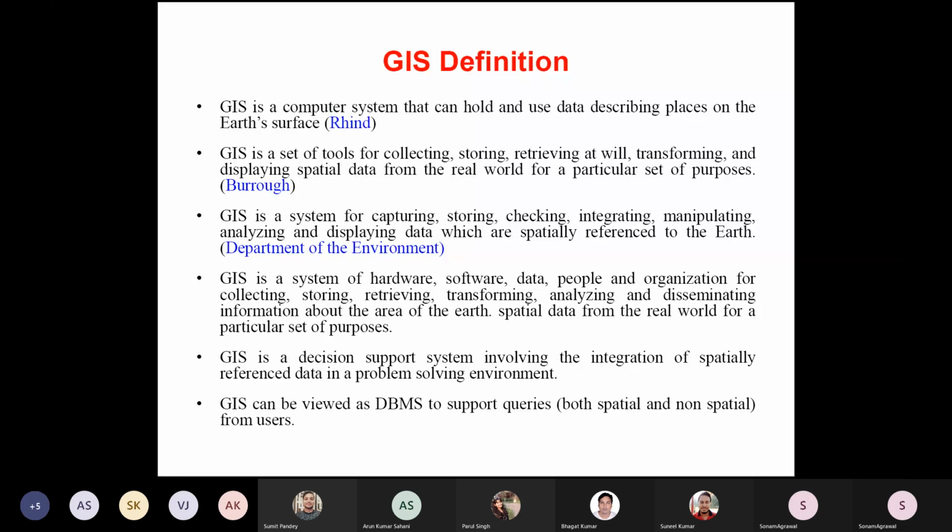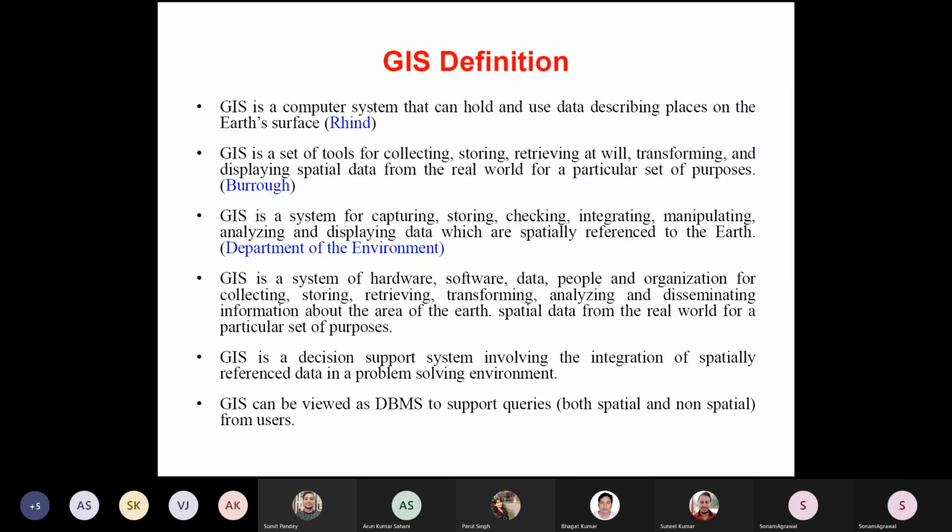If you see the third definition, it is very much similar to the first one, but it is adding something new. Like the first definition doesn't involve checking. It means once you collected the data, you need to verify that data. You need to ensure the accuracy of that data. The third definition, given by the Department of Environment, US, says GIS is a system for capturing, storing, and the third word is checking. So they are saying that we need to capture and store the data, but we also need to check that data, integrating.